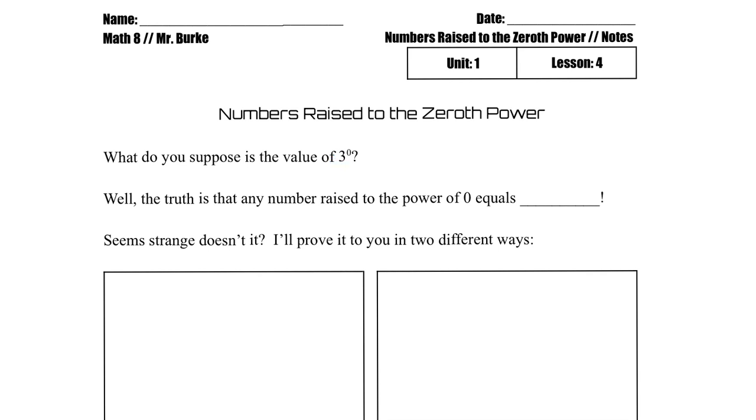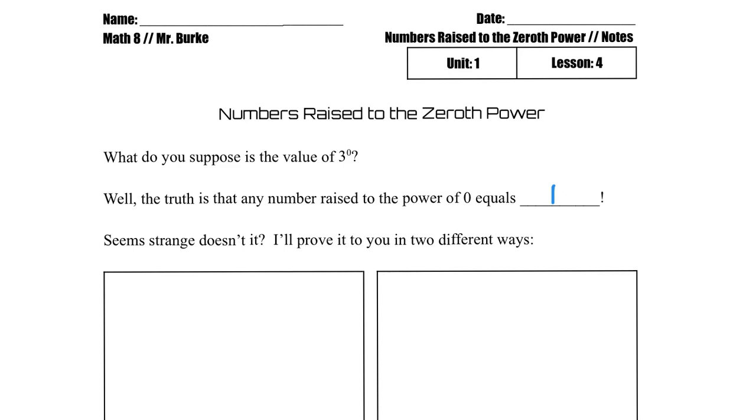I bet you that if I asked you that and you didn't have access to a calculator and you didn't know anything about exponents, you would probably say that it's 0. And that would be a very, very, very reasonable thing to say. But in fact, you'd be incorrect. Anything raised to the power of 0 actually equals 1.